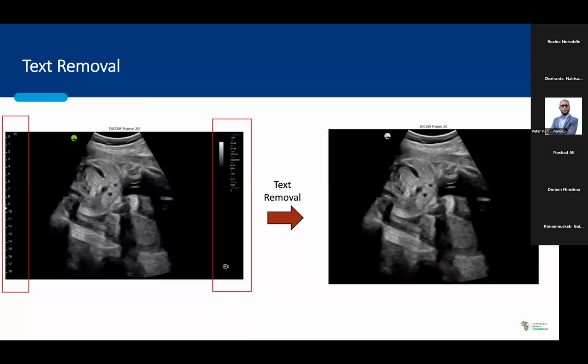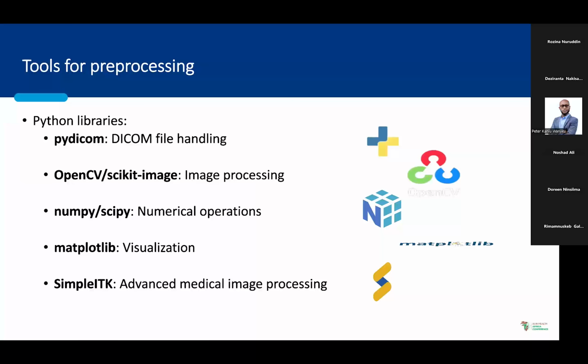So you could also remove these blobs when you train the model wherever necessary. These are the kinds of things that you have to think about when you pre-process the data. And there are lots of tools for pre-processing. You could use PyDICOM, as you will see, for handling DICOM files. You could use OpenCV for image processing tasks, and NumPy for numerical operations. You could use Matplotlib to do the visualization, and SimpleITK for other image processing tasks. These are some of the tools that you can explore.